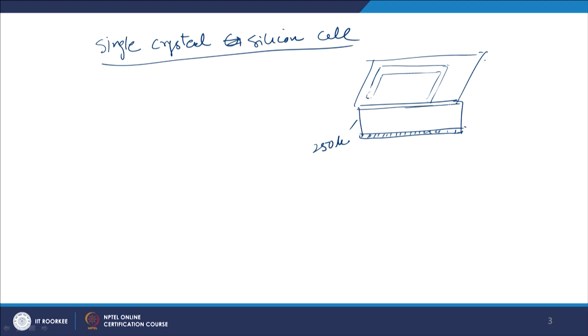The thickness of this junction is approximately 0.2 micron, a very thin junction is formed here. This is P silicon, and then this automatically becomes N silicon. This is the metal electrode fingers which are holding the cell.